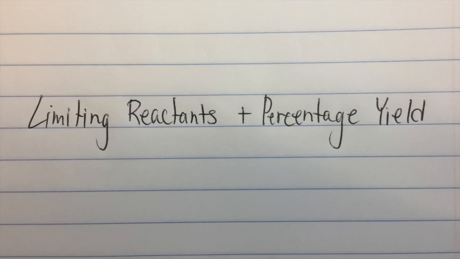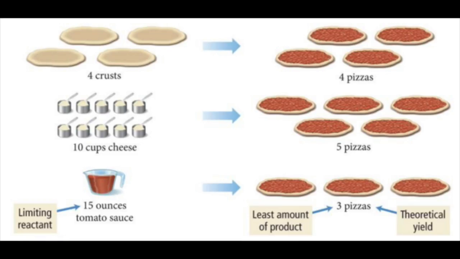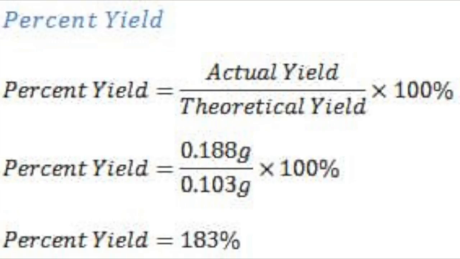On day 6, we focused on limiting reactants and calculating percentage yield. Limiting reactants are the reactants that limit and determine the amount of product that can be produced in a chemical reaction. By knowing the limiting reactant, we can calculate the theoretical yield, and by knowing the theoretical yield, we can figure out the percent yield of a reaction by dividing the actual yield by the theoretical yield and multiplying by 100.